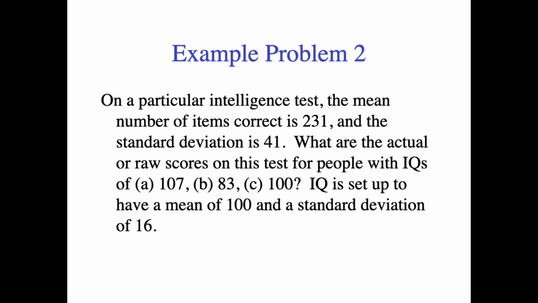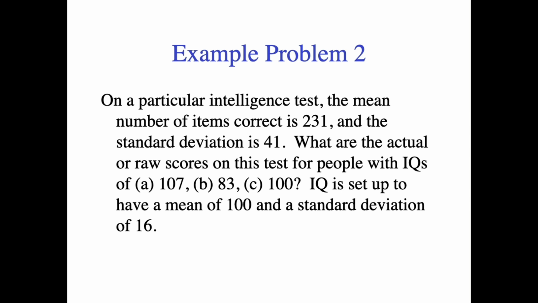And it says that IQ is set up to have a mean of 100 and a standard deviation of 16. So what this is saying is, okay, I've measured intelligence with this new test, where that test has a mean of 231 and a standard deviation of 41. And I can get these raw scores for those people, but I only know their IQs. So I happen to know that this person has an IQ of 107, another person has an IQ of 83, and so on.